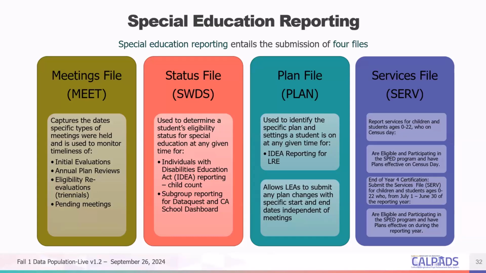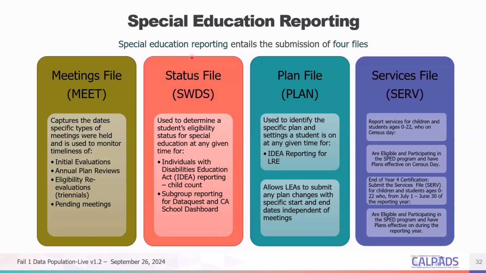This slide contains a bit more information about the four different file types that we submit for special education students. The meetings file, the first file listed here on the left, is intended to capture the dates that specific types of statutory meetings were held. And these meetings include initial evaluations, annual plan reviews, eligibility reevaluations, and pending meetings. And the MEET file is used to monitor the timeliness of these statutory meetings.